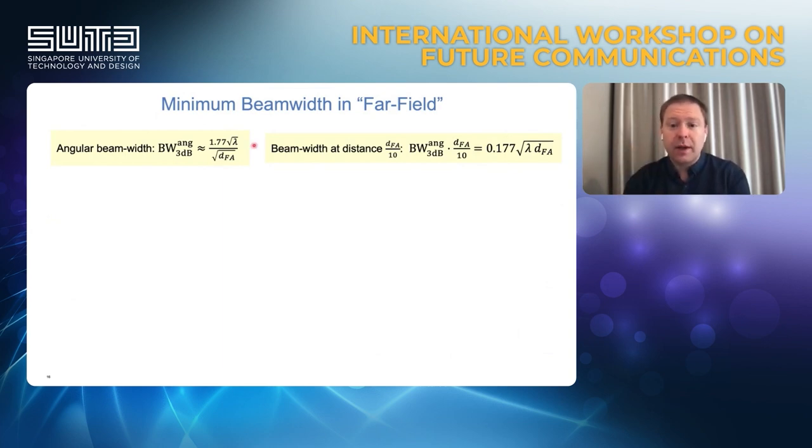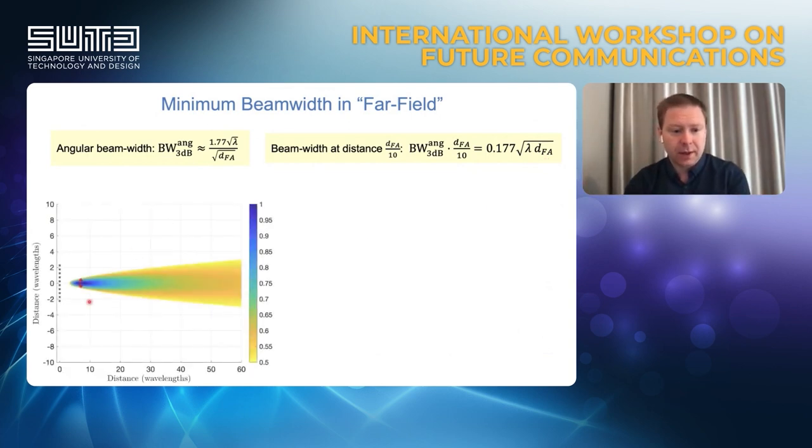So what I will now compute is how wide the beam width B is when you are at the brink between the near field and far field, at the Fraunhofer distance divided by 10. I take the angle here and multiply it with that distance, and I get this formula. What you can see is that it is not going down with the Fraunhofer distance, it's going up. So the more you push the far field further and further away, the wider the beam will be where the far field starts, even if it's narrower in the near field.